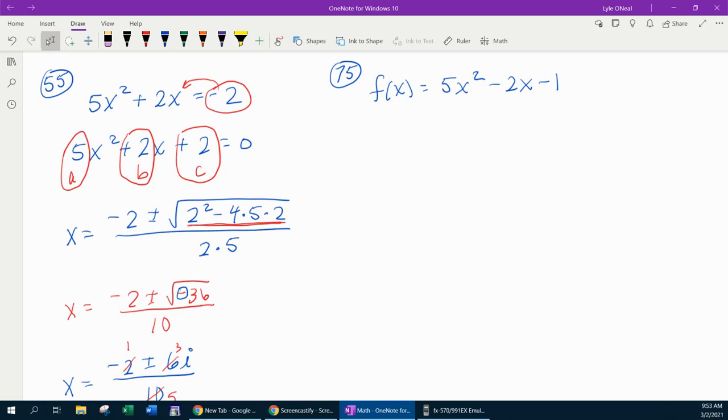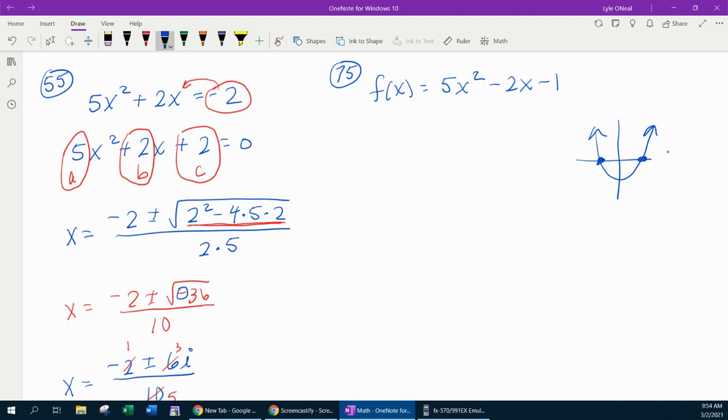And number 75, here we have a quadratic function. The f of x, remember f of x means y. This is a quadratic function. And if it says find the zeros of the function, that's the same as saying find the solutions of the quadratic equation. So if you think about graphically, a quadratic makes a parabola, and the solutions correspond to the x-intercepts.